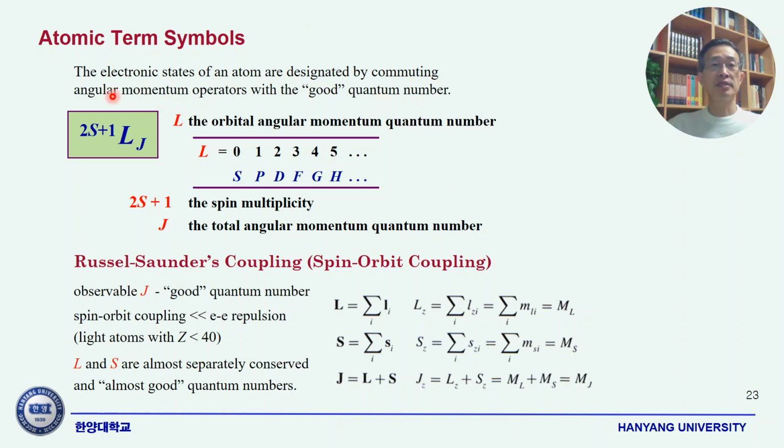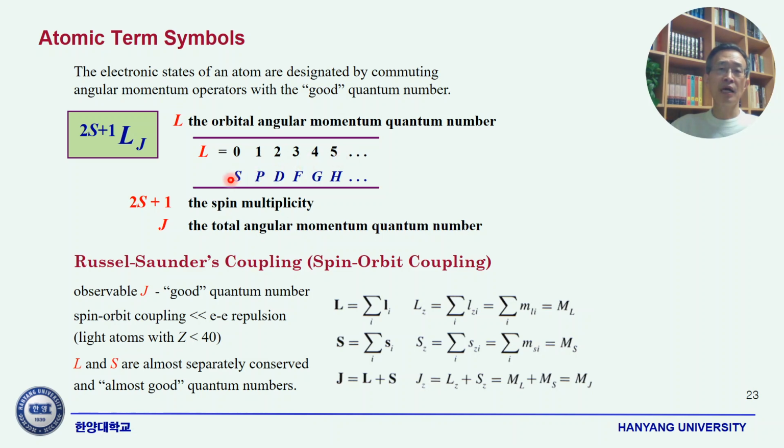And as I said, the electronic states of an atom are designated by commuting angular momentum operators that yield the good quantum numbers. So we get the good quantum numbers and then notate that set of quantum numbers. This is done in this way. The L value is the key. L is the total orbital angular momentum quantum number. So the L value equals 0, 1, 2, 3, 4, 5.